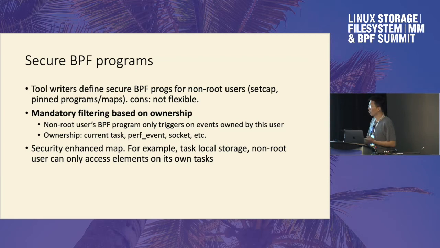Another thing is the perf event. The non-root user can open a task-based perf event, and if you have an FD to a perf event and attach a BPF program to it, with some other limitations, we see that as relatively safe for the non-root user. Also, if you have ownership of a socket, you probably have a tracing event on it. Another idea is whether we can have some security-enhanced maps, for example task local storage. If you are a non-root user, you can only access things for your own task.